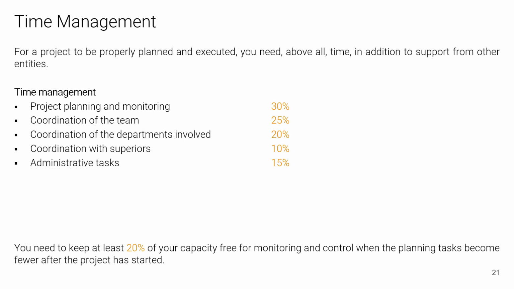We see, for example, that in the first project phase about 30% is needed for project planning and monitoring. Then the team has to be set up and coordinated. The departments have to be brought together. Coordination and communication with superiors must be planned. There are administrative tasks that need to be completed. After the project has been initiated, it is generally estimated that only about 20% of the time is spent planning and monitoring the project. We can already see that a project manager can contribute only little to real development.